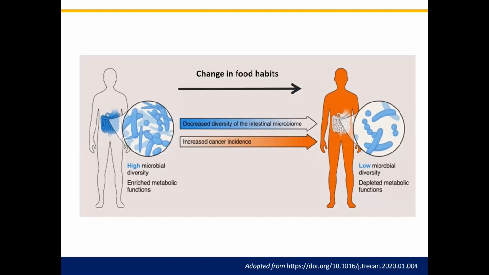Another example shows how food habits can change the diversity in the gut. If we have a high microbial diversity, it is helpful for enrichment of high metabolic functions. As soon as you change to Western diets like pizza, burgers, whatever food we use, it will definitely have some impact on our gut microbiome, where the microbial diversity will be depleted, which can result in decreased metabolic functions. So maintaining a gut microbiome is very essential.